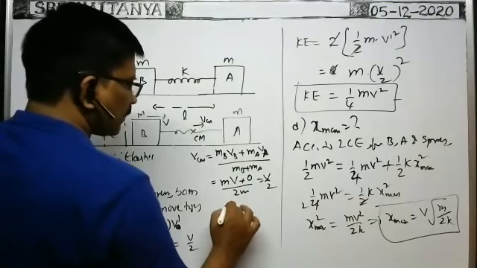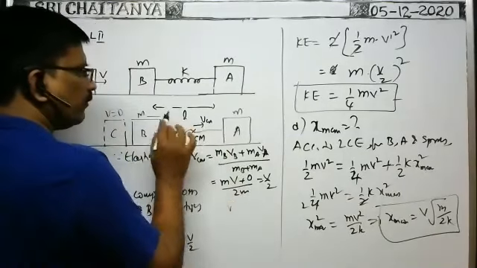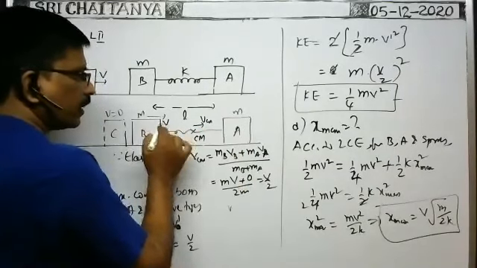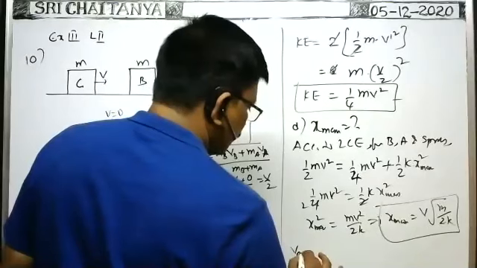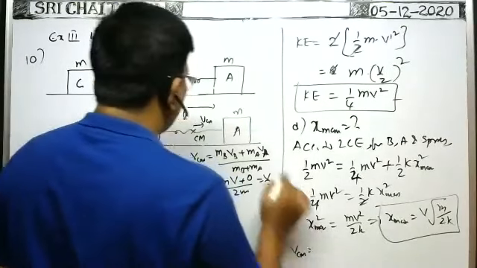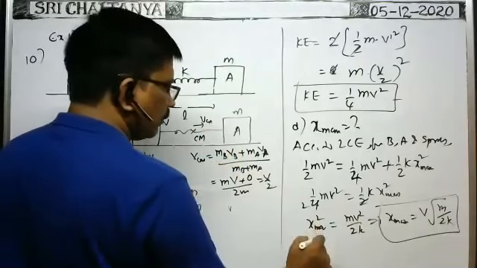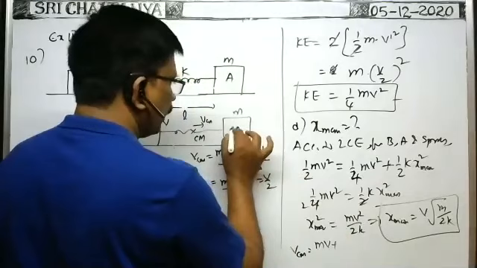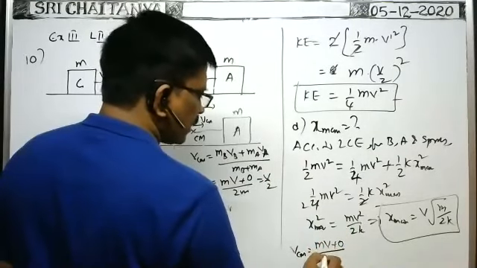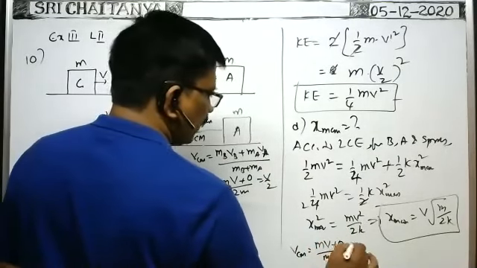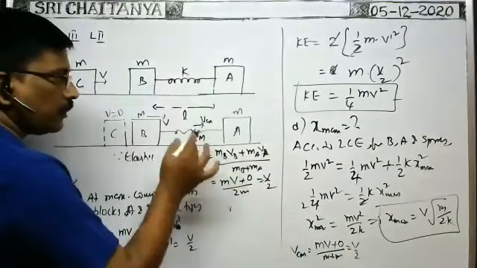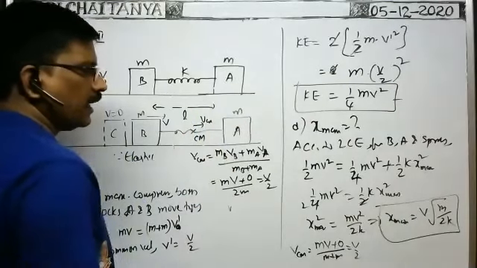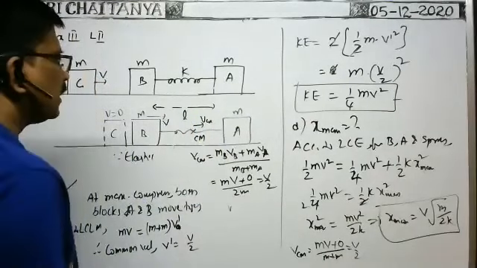Velocity of center of mass means V CM is equal to m1 v1 plus m2 v2 by m1 plus m2. The second block is at rest. m1 v1 is m v. Of course, this point is not asked, but it is important. So V CM is equal to m into v plus m2 into 0, by m plus m, which is v by 2. That means the center of mass travels with constant velocity.